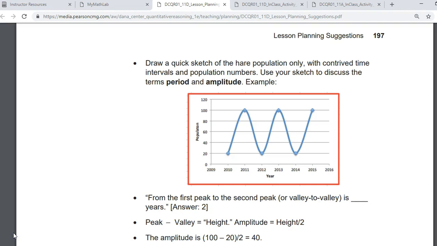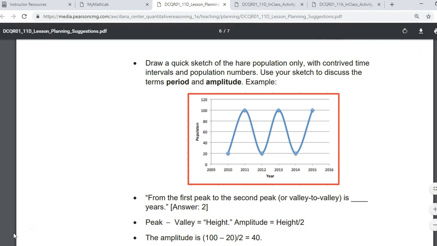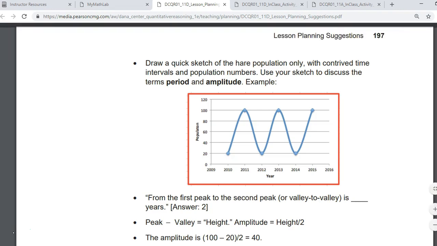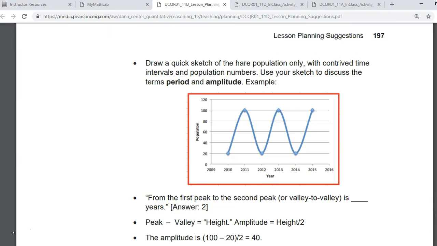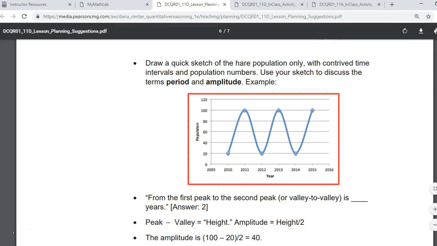The last thing I want to do is to finish up with some notes in my lesson, and it talks about drawing a quick sketch of the hare population only with contrived time intervals, population numbers, and then discuss period and amplitude. So I need you to look at the graph. Notice it's starting at 2010, and then it goes up to 2011, then down at 2012. A couple of the questions are from first peak to the second peak. In other words, from up here at 2011 to over here at 2013, how many years?